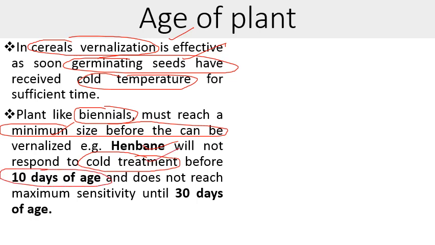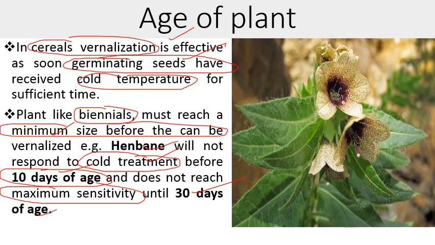अगर ये plant 10 days से कम है, it does not respond, and it does not reach maximum sensitivity until it is 30 days of age. So 10 days में ये sensitive हो जाता है towards vernalization, और जो maximum sensitivity है वो ये plant gain करता है after 30 days of its growth. This is the photograph which shows this henbane plant.